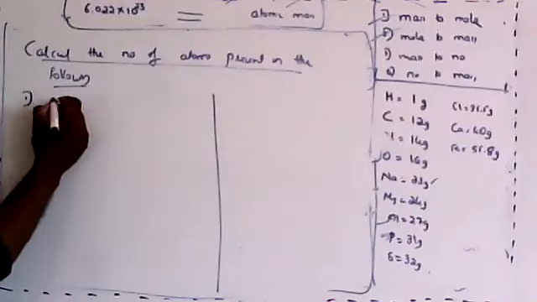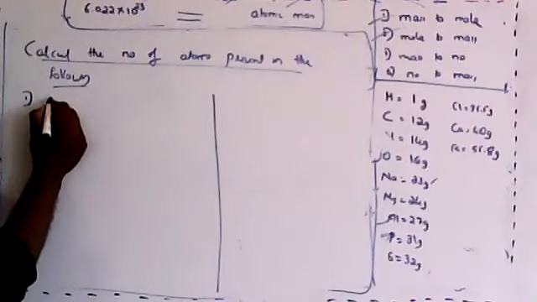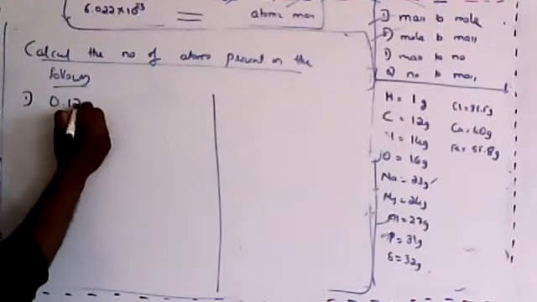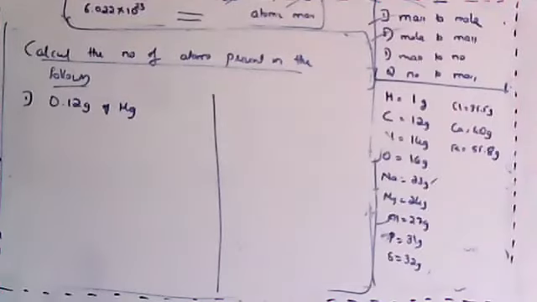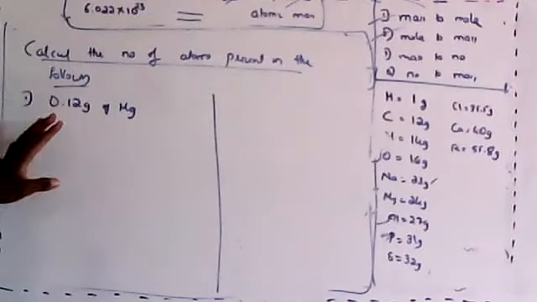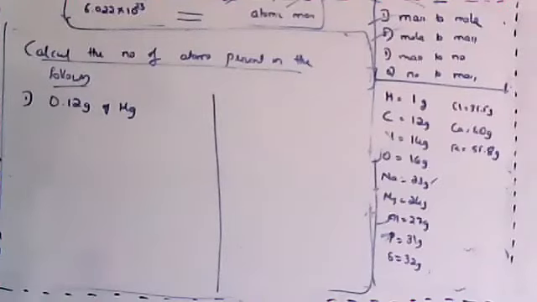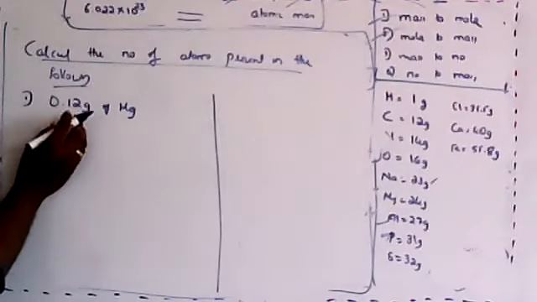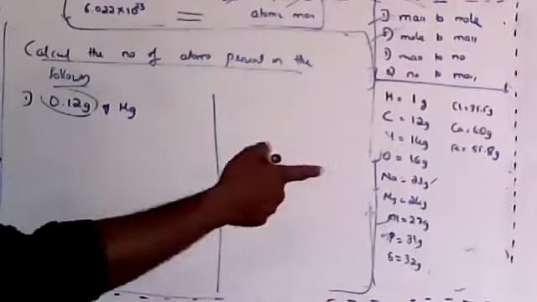First one is 0.12 grams of magnesium. What is the question? What is the number of atoms present in these many grams of magnesium? You know, you have to solve this one in this way. The given mass should be converted into the mole, and the mole should be converted into the number.